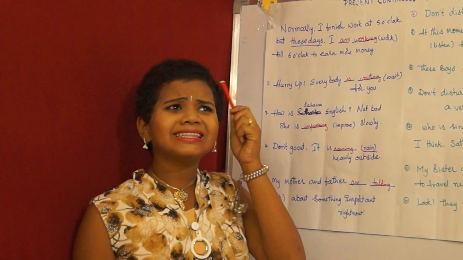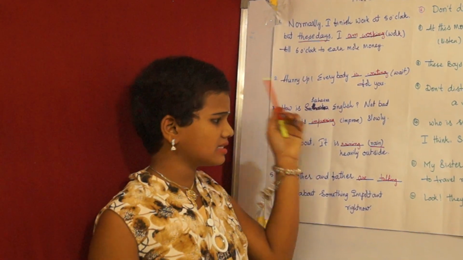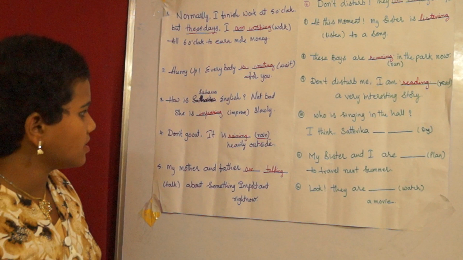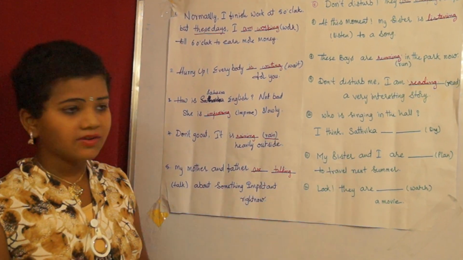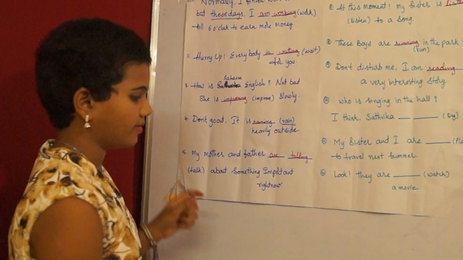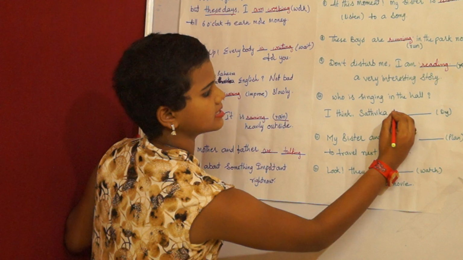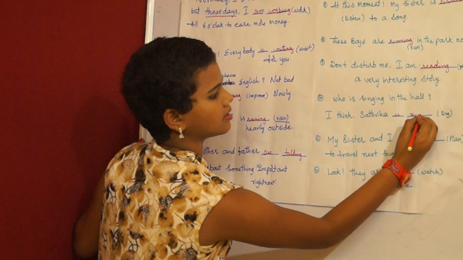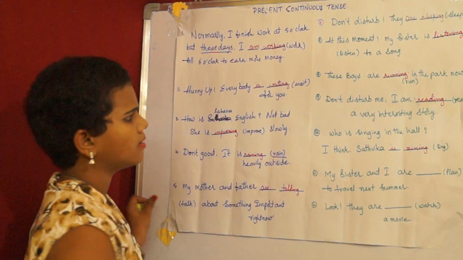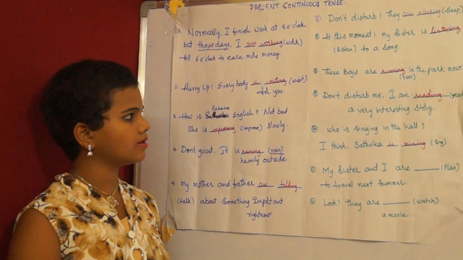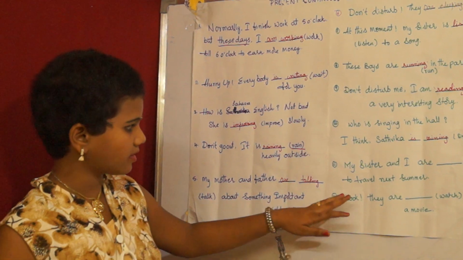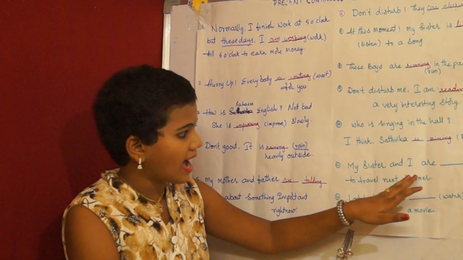I think Sathvika. Dash singing in the hall. I think Satvika. Satvika means only one person. So Satvika is singing in the hall. Okay? I think Satvika is singing in the hall. Okay? Now next, my sister and I.